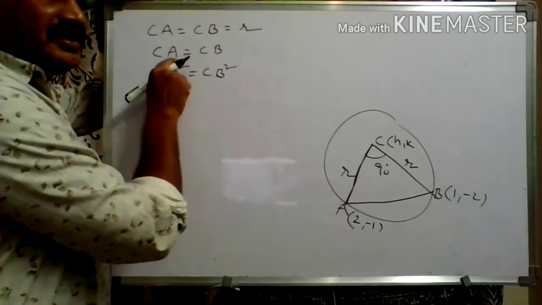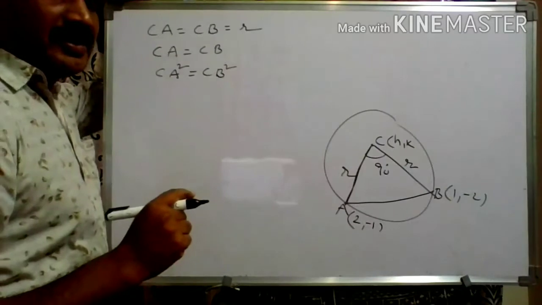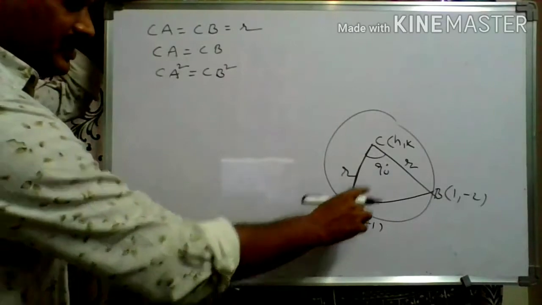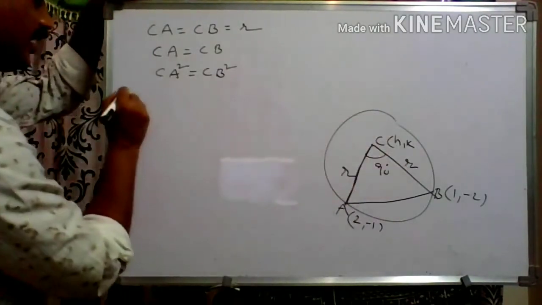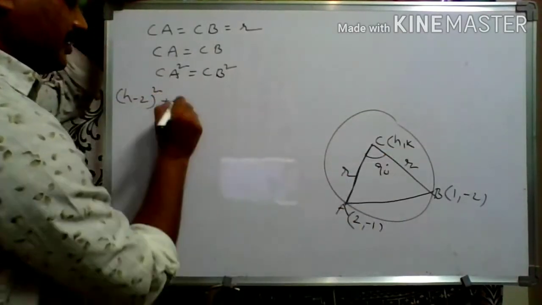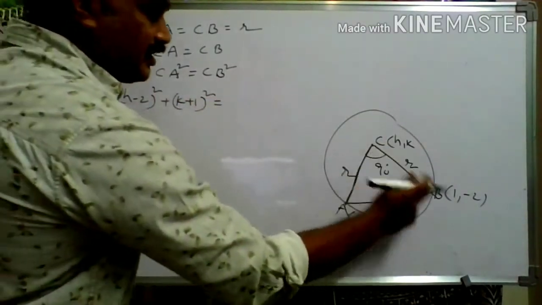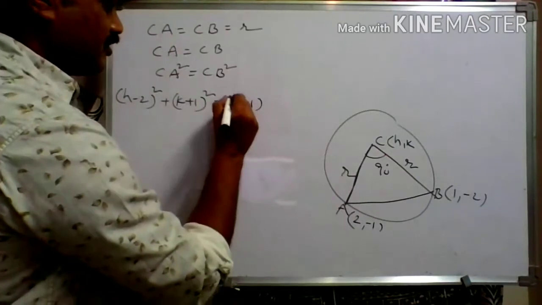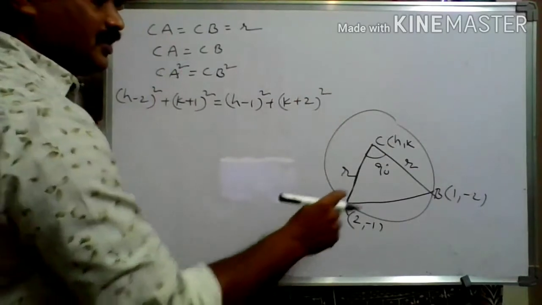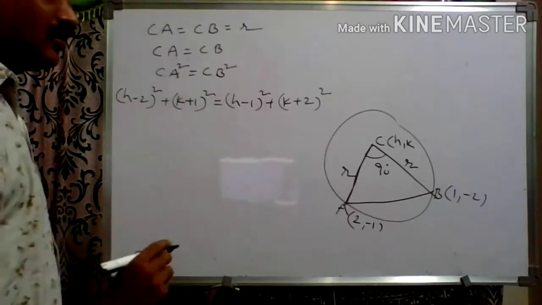Friends, CA is the distance between C and A. The distance between 2 points is the root of x1 minus x2 whole square plus y1 minus y2 whole square. Squaring on both sides, the root gets cancelled, students. CA square is equal to h minus 2 whole square plus k plus 1 whole square, which is equal to CB square. By the distance formula, CB square is h minus 1 whole square plus k minus of minus 2, that is k plus 2 whole square.